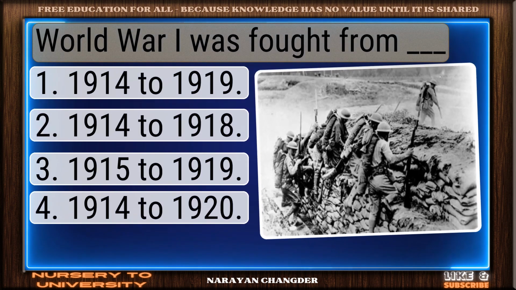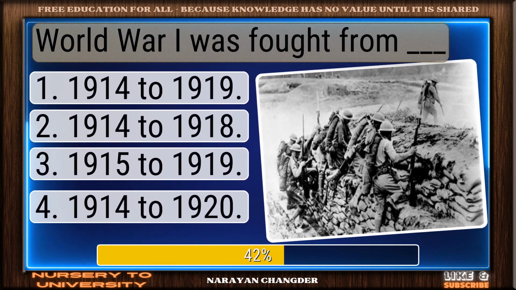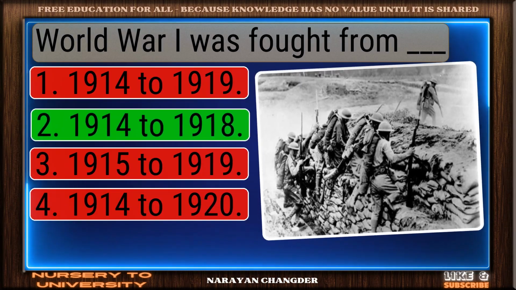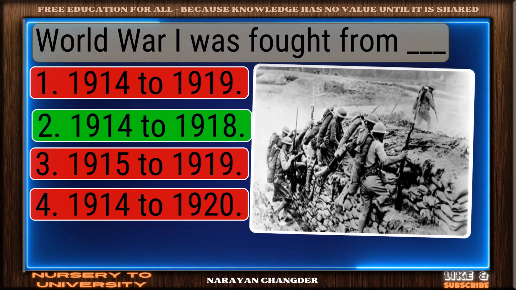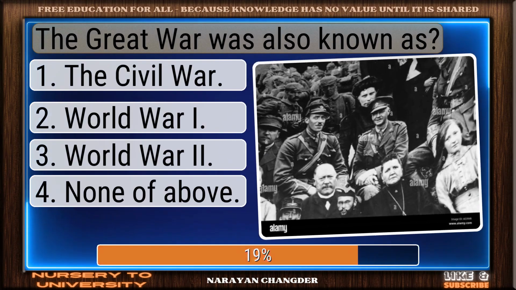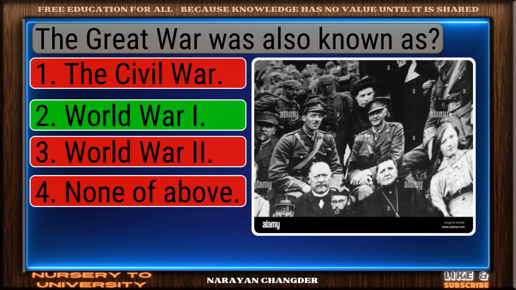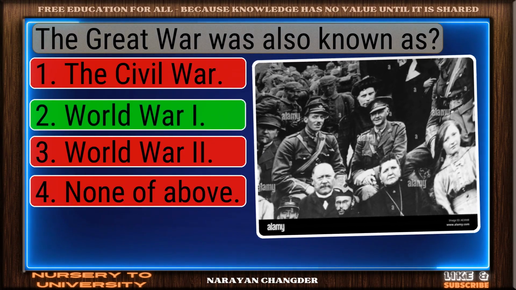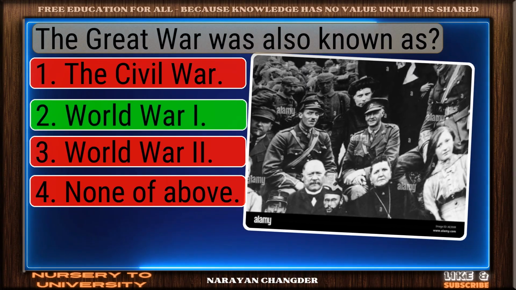World War I was fought from Dash. 1914 to 1918 is a solid answer. The Great War was also known as... Strong choice. World War I is the right answer.